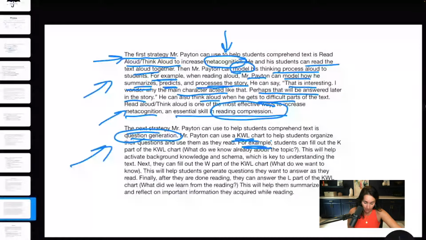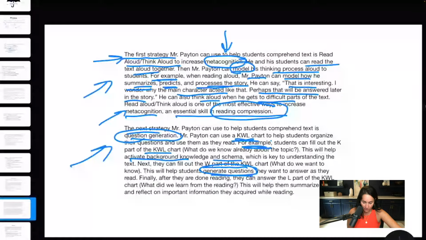Students can fill out the K part of the KWL chart, which is, what do you already know about the topic? The K is the know. What do you already know? This will help activate background knowledge and schema, which is key to understanding the text. Next, they will fill out the W part of the chart. What do we want to know when we read it? This will help students generate questions. Boom, there's my question generation. They want to answer as they read.